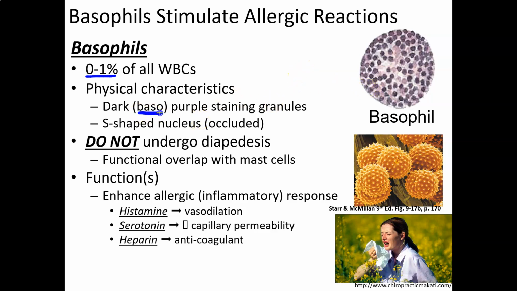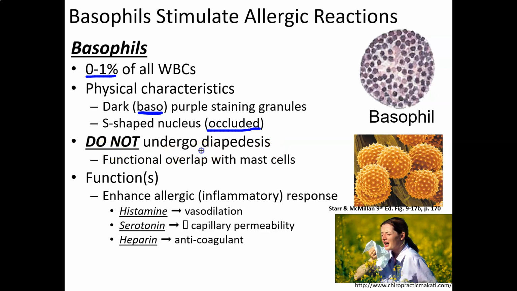Baso refers to dark or dark staining, and so basophils have these dark staining purple granules within the cytoplasm. It has an S-shaped nucleus oftentimes, if you can see it, but in many cases it's called occluded, meaning you can't even see the nucleus through these purplish staining dark granules. So basophils are interesting as they're kind of different than most of the other white blood cells.